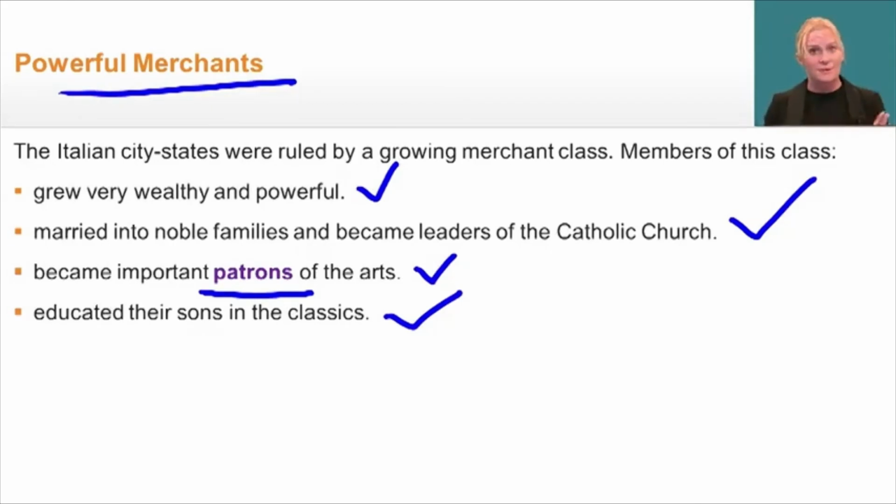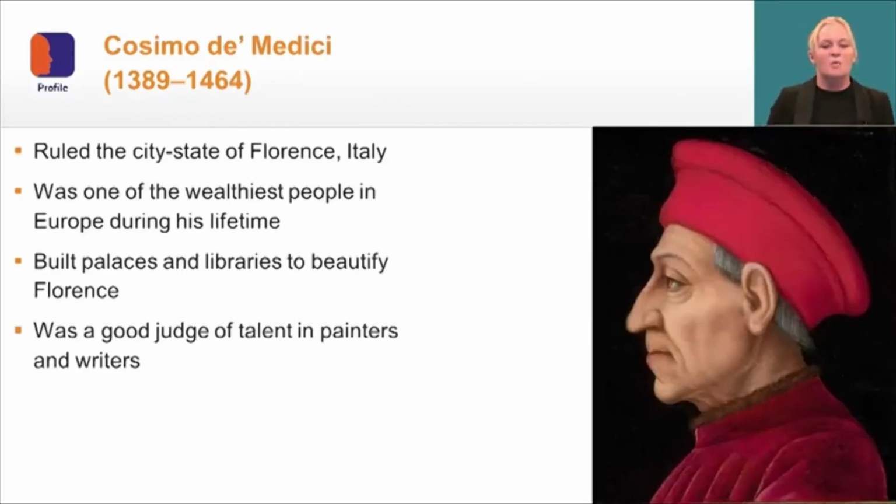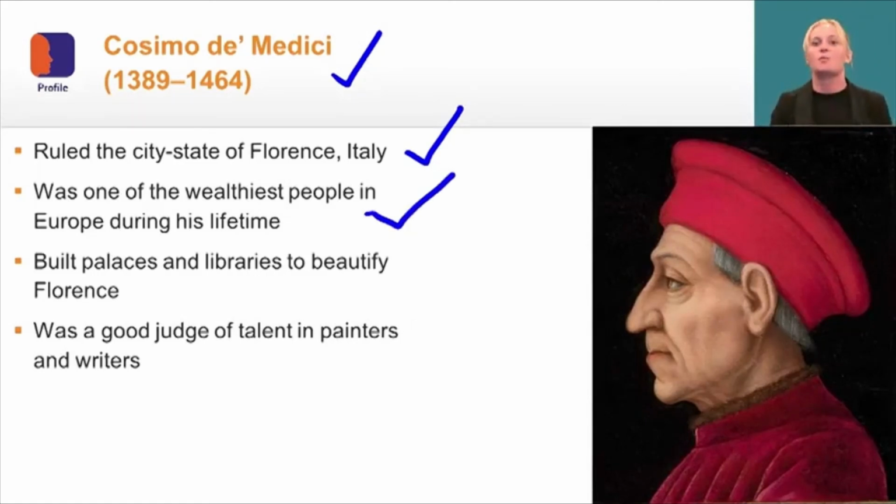Now, another reason for the expansion of the Renaissance was families like the Medici family. Cosimo de' Medici ruled the city-state of Florence, Italy. His family controlled Florence for a very long time. He was one of the wealthiest people in Europe during his lifetime. He worked in textiles, and he also opened a very large bank. He built palaces, and he built libraries in order to beautify Florence. Remember those ideas of humanism and naturalism. People wanted beauty around them, and he was a very good judge of talent in painters and writers.